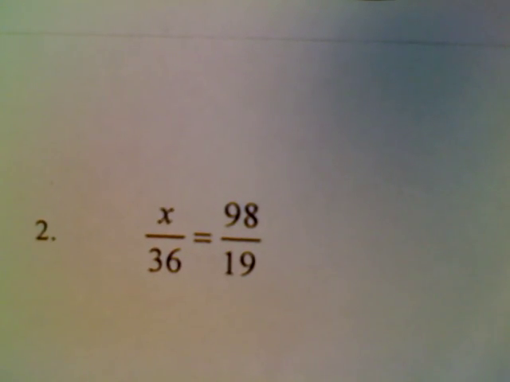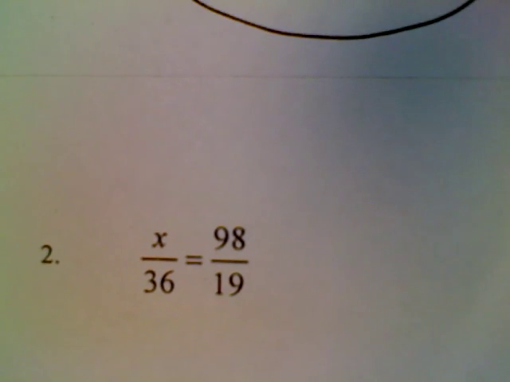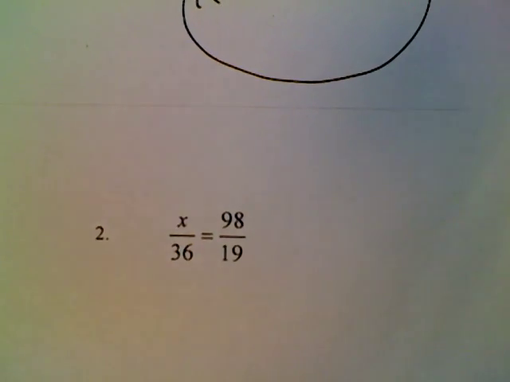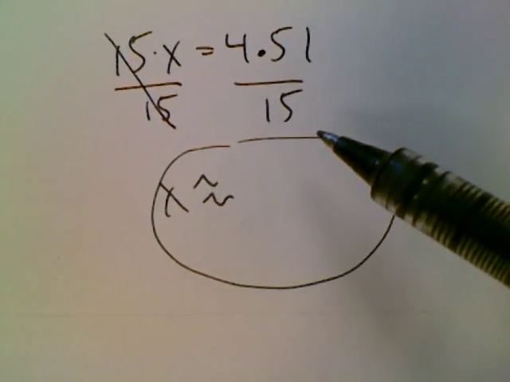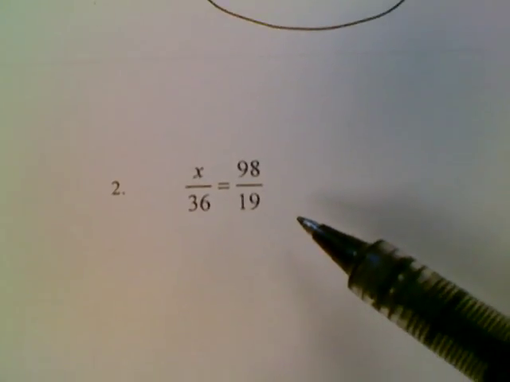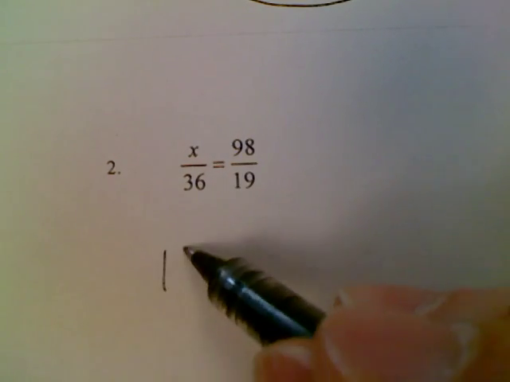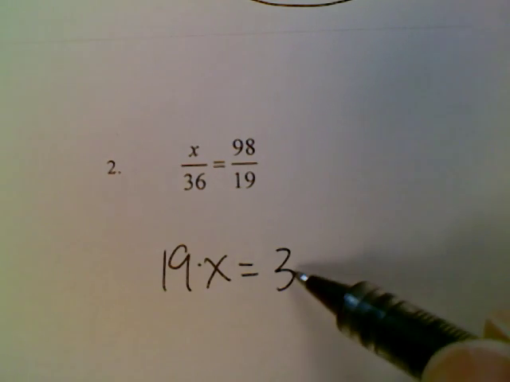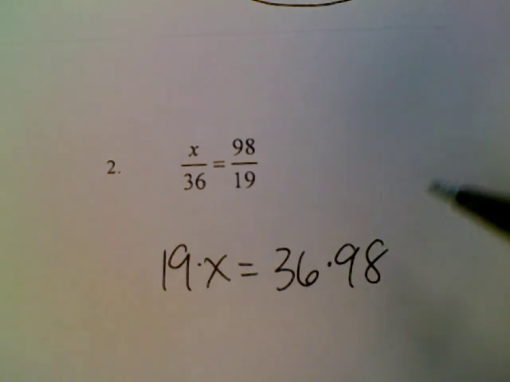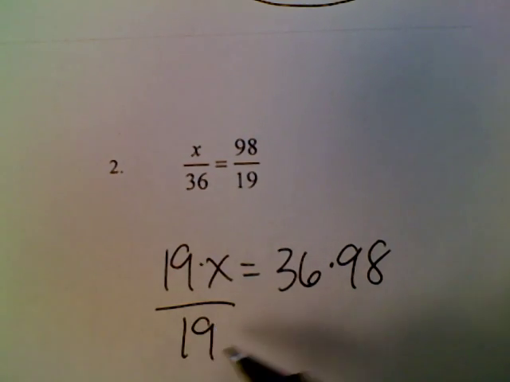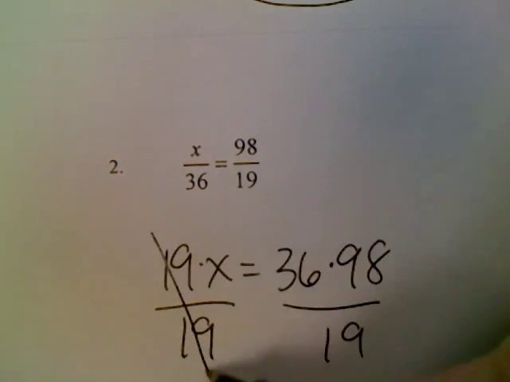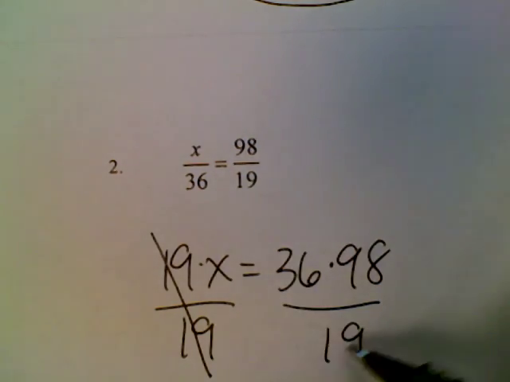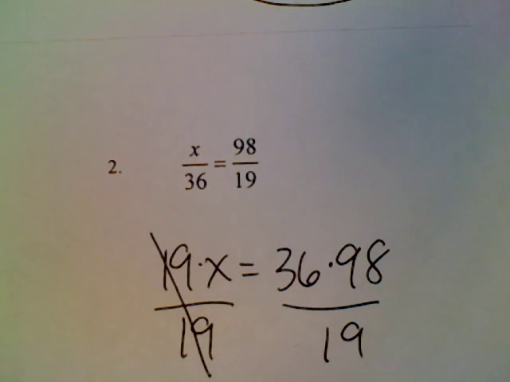Next problem, I want to show you two ways to do this problem. The variable's in the numerator this time, and we can do it the same way that we did the previous problem. Start by cross multiplying. x times 19, 19x equals 36 times 98. And then divide both sides by 19, and we have our solution. Put this in the calculator. x is whatever the calculator tells you.